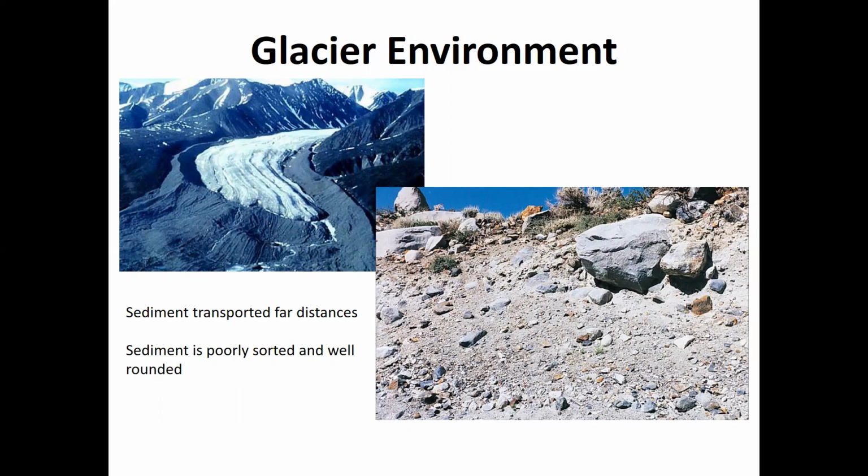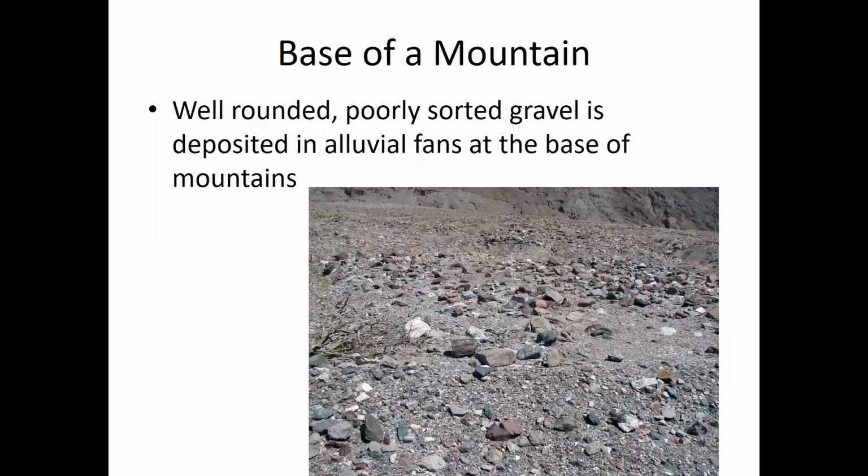But when the glacial ice moves, it transports all different sized sediment and deposits very poorly sorted and well-rounded sediment, like you can see here. This type of sediment is also deposited at the base of mountains, where water flowing quickly down the mountain begins to slow down once it reaches the flat land at the base, and then drops the large sediment it was carrying. And so we get poorly sorted, well-rounded sediment depositing what are known as alluvial fans at the base of mountains.